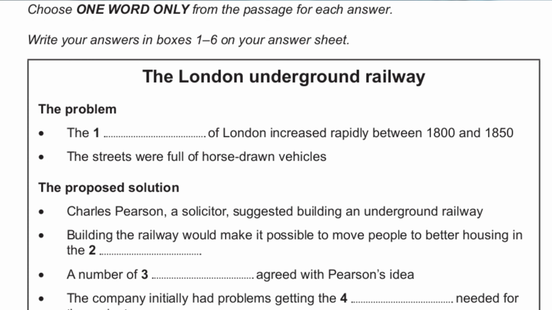Next, the heading is proposed solution. Charles Pearson, a solicitor. Solicitor means lawyer. Charles Pearson is the major keyword here. And as I said, everything will be in sequence. You look at question 2. The answer to question 2 will be after the name Charles Pearson. So you have to first search the name Charles Pearson and then read after it to save time. Question 2 is, building the railway would make it possible to move people to better housing in the dash. So where do we have to move people to better housing? It's a place in the dash. So move people to better housing, and building a railway, Charles Pearson. These all are keywords.